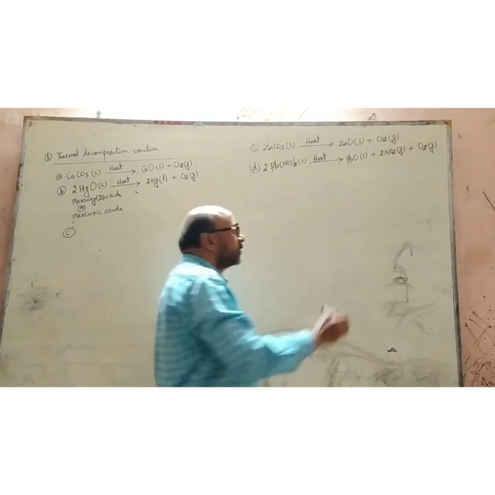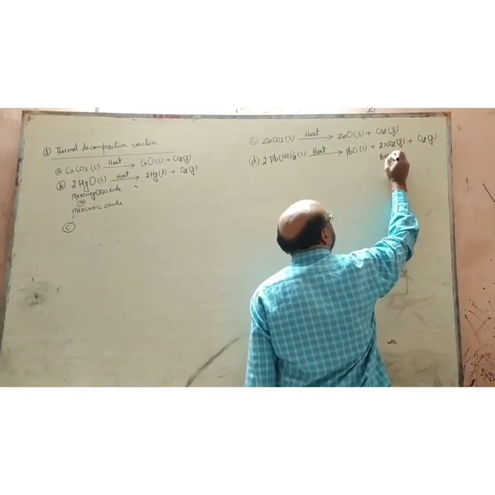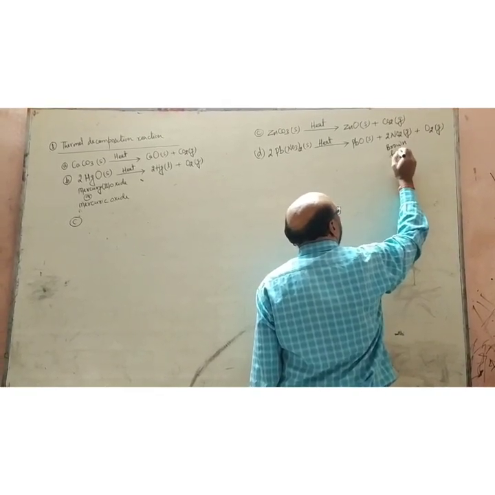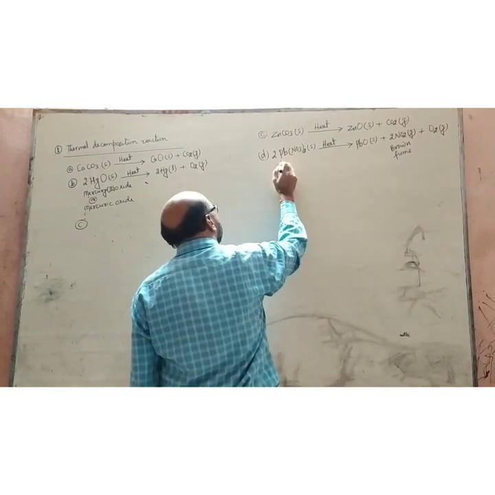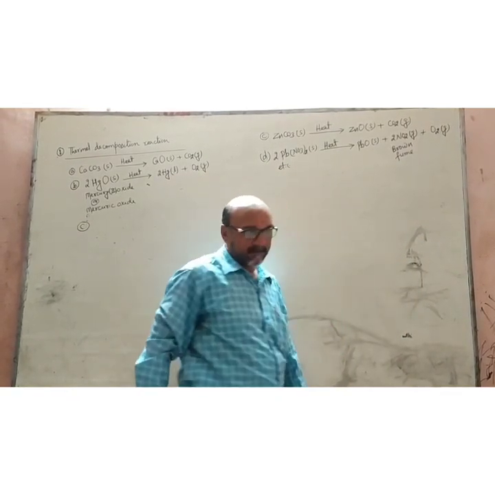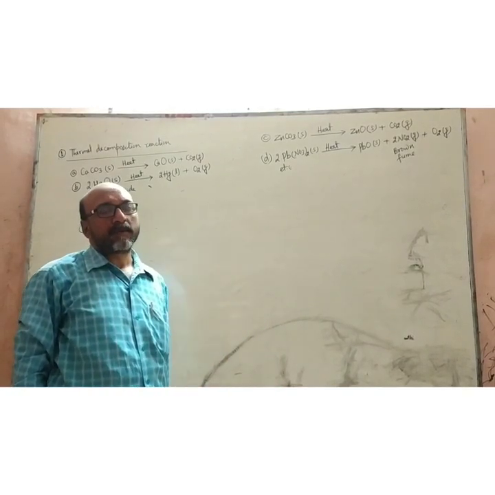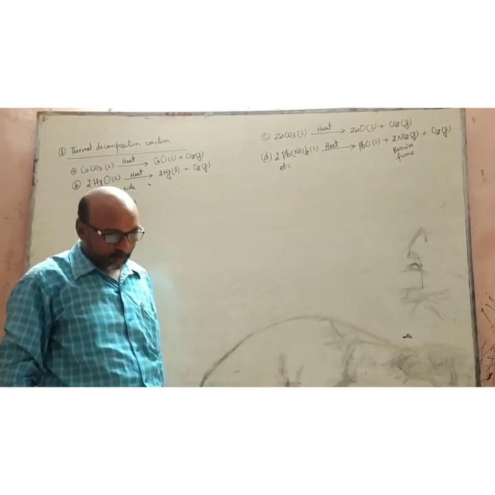So here, this nitrogen dioxide gas has a characteristic color. It is called brown fume. I think now thermal decomposition reaction is clear to you all.